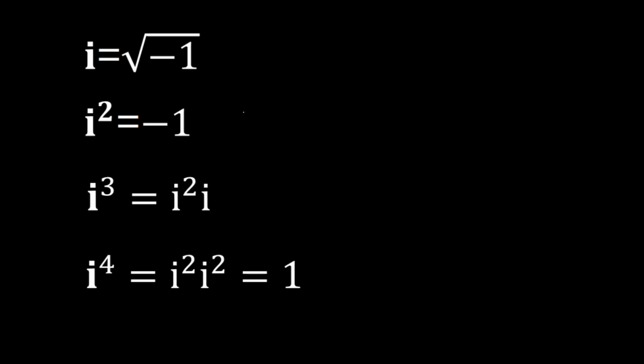Okay, let's get into computation of complex numbers. We have i, the imaginary unit, that is the square root of -1. Punching it on the calculator gives undefined, and i squared is equal to -1. i cubed is i squared times i, and i to the power 4 is i squared times i squared, that is equal to 1. Let's move to computation: addition, subtraction, multiplication, and division.